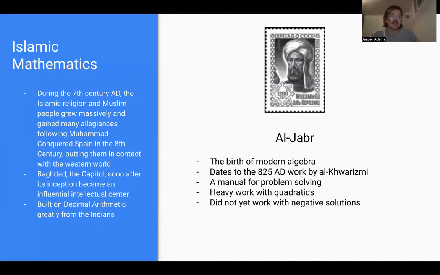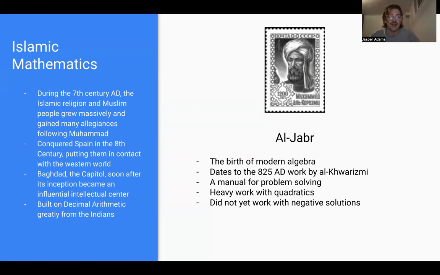Moving on to Islamic mathematics, we see the rise of the Muslim people and the Islamic religion coming after Muhammad and his vision, and it grows greatly in popularity in the region, amassing tons of people and tons of allegiance as they work to capture Mecca. And they do. They become a great world power because they're moving so fast and going everywhere. And we start to see them go into the West, into Europe, as they conquered Spain in the 8th century, which put them in constant contact with the Western world.